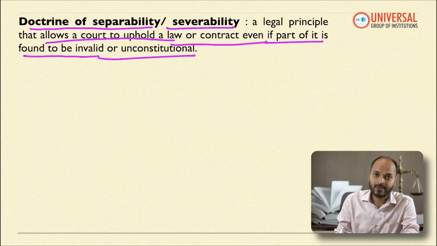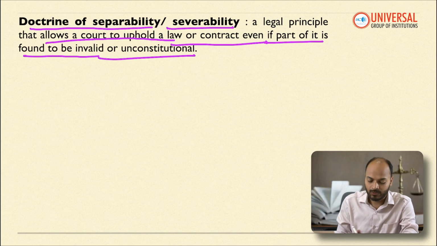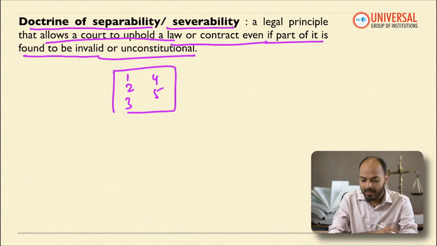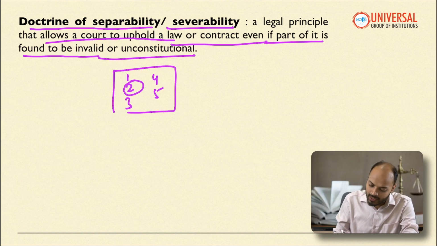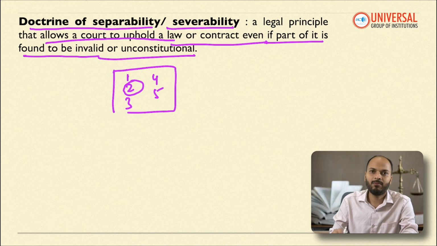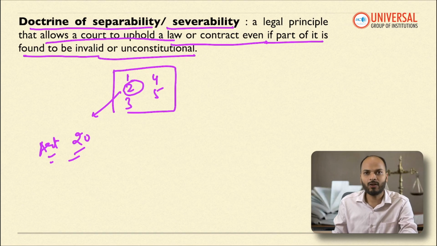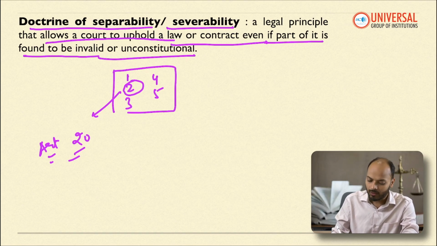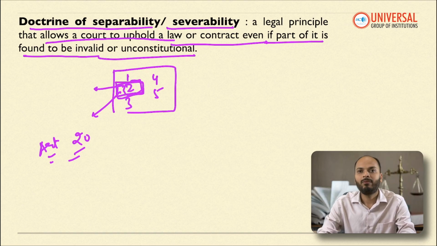What does it mean? As we have seen in 13 subclause 1 and 13 subclause 2, let's say there is a law which has 5 subsections. Let's say out of these 5 subsections, only one subsection is violative of any of the fundamental rights. Let's say subsection 2 is violative of Article 20. In such a case, the judiciary will not declare the whole law void, but only subsection 2 of this particular law will be declared void. So that is what the doctrine of severability means: only to the extent of violation of a fundamental right, this law shall not be enforced. The remaining aspect of the law will be applicable.